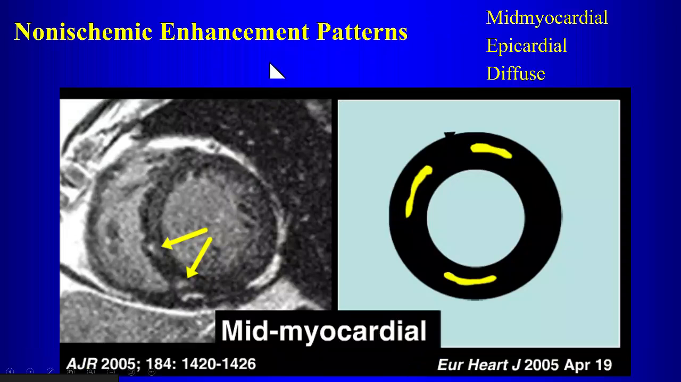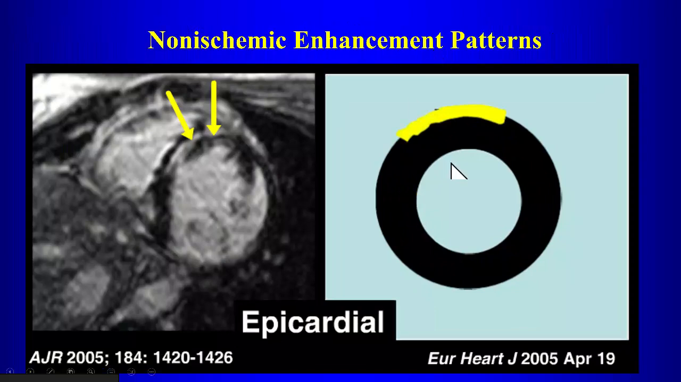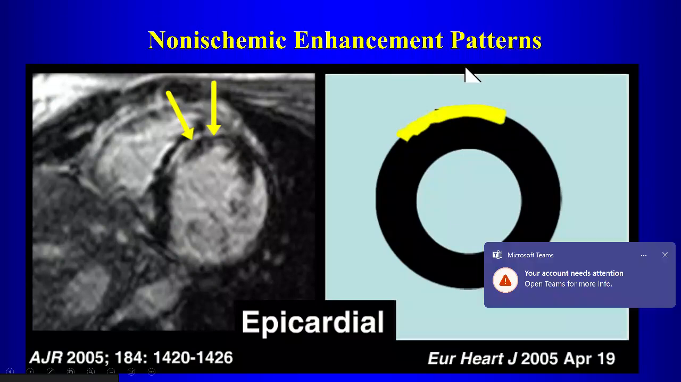So non-ischemic patterns, mid-myocardial enhancement, that is a non-ischemic pattern. Epicardial enhancement or diffuse enhancement, those are non-ischemic patterns of abnormal myocardial enhancement. Okay, so here's an epicardial enhancement. So this is sparing the endocardium. So this is not from ischemia. So this is a non-ischemic cause then of myocardial injury.